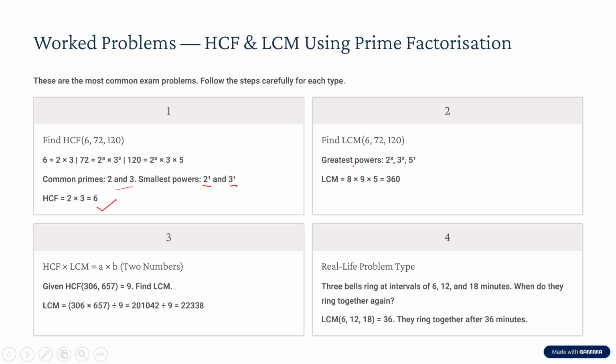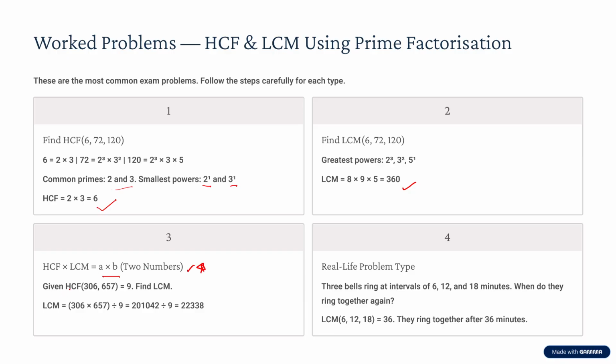Similarly, if you take the same numbers for LCM, the greatest powers are 2 cube, 3 square and 5 to the power of 1. So the LCM is 8 times 9 times 5. That is 360. So HCF times LCM is nothing but the product of the numbers. Very important. Okay, remember this.